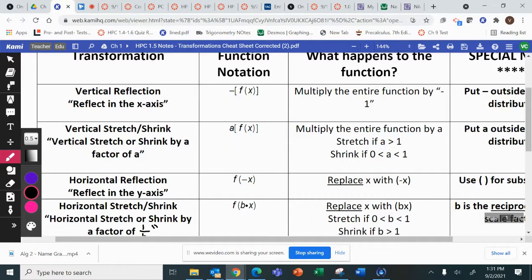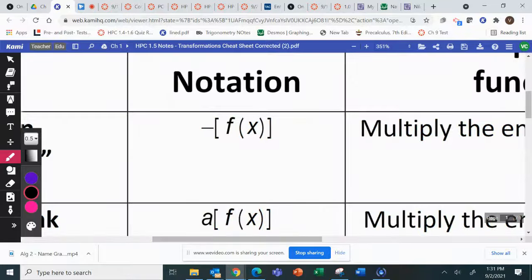So that's what's listed in this first column, a vertical reflection. In quotes is what you would say, reflect in the x-axis. The function notation, you might see function notation somewhere. This would be whatever function it is. So somebody give me a function. Your favorite function, what is it? Parent function. Give me your favorite parent function. Oh, we can do 3x plus 2. Was it 3? Okay, 3x plus 2 is his favorite function.